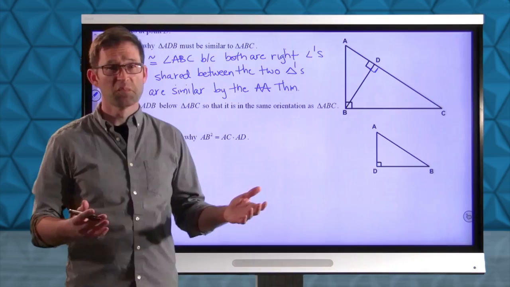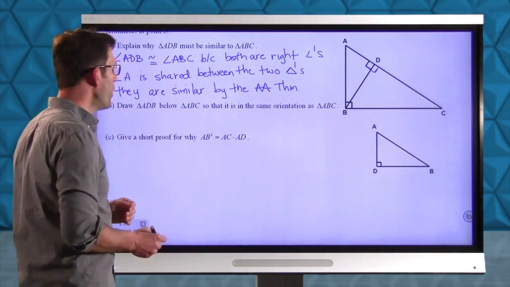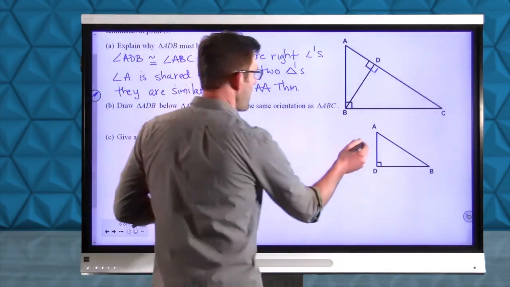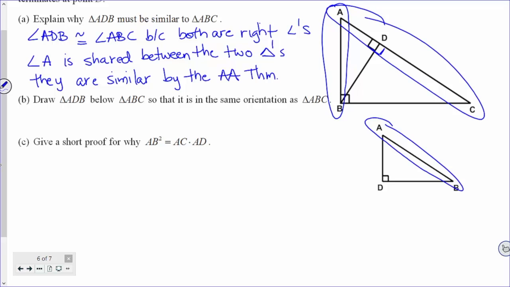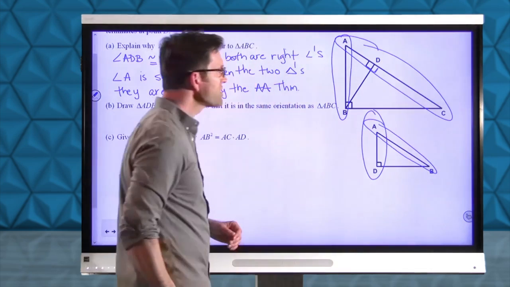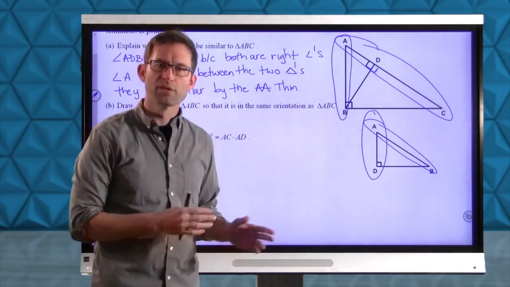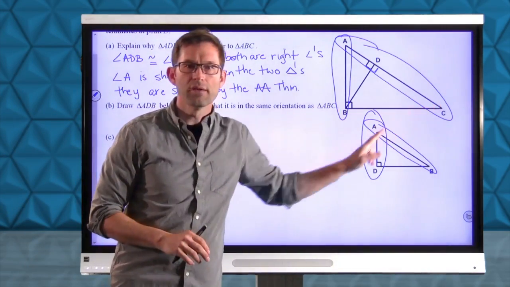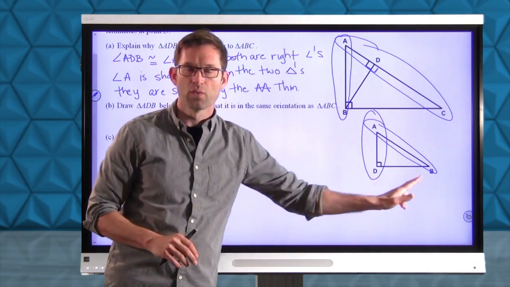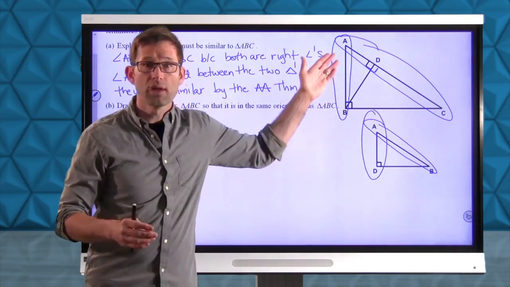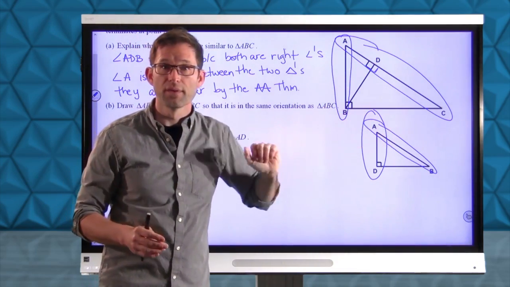All right, let's go through it. So let's take a look at what we want. We want to get side AB involved. I'm going to circle it here and I'm going to circle it here. We want to get side AC involved, which is my long hypotenuse here. And I want to get AD involved. So it looks like the two sides that aren't involved in this particular product are BC and BD, right? Not this one, not this one. So let's just set up a proportion involving this side, this side, this side, and this side.